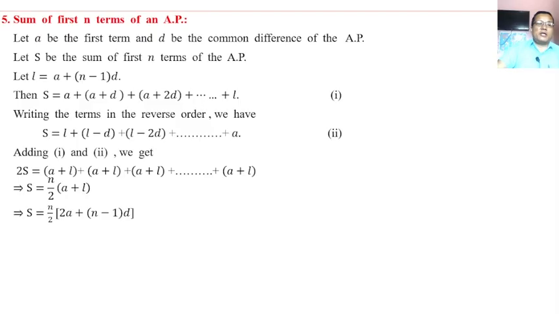L can be written as A plus n minus 1 times D. Substituting L, we get S equals n by 2 times twice A plus n minus 1 times D. This is the sum of the first n terms of the AP. This or this is the formula for the sum of n terms.